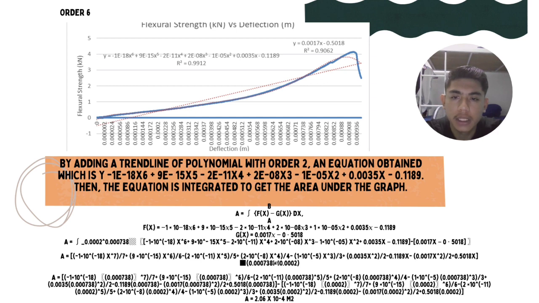y = -1e-18x^6 + 9e-15x^5 - 2e-11x^4 + 2e-8x^3 - 1e-5x^2 + 0.0035x - 0.1189. Then the equation is integrated to get the area under the graph. As you can see in the calculation below, we have the answer at the very last part.